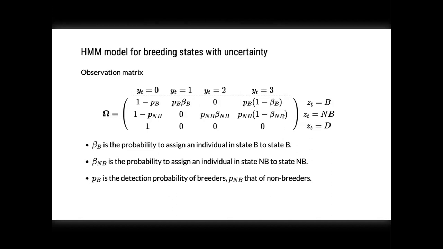And as before, if you're dead, you are not detected for sure, and you cannot be detected as an alive individual. So that's really the main difference. You have to estimate those new probabilities of correctly assigning individuals to their state, breeding or non-breeding state.